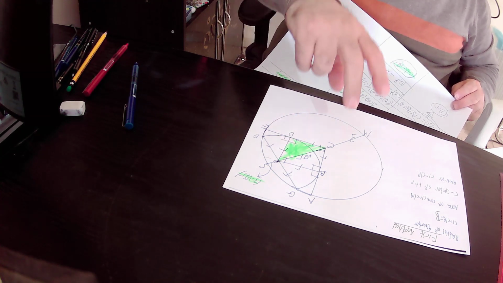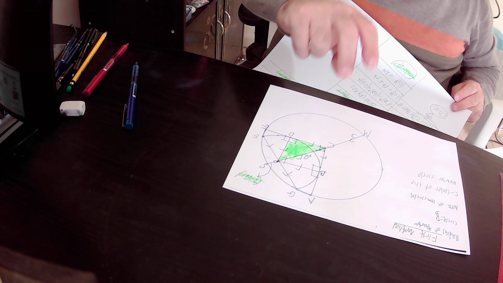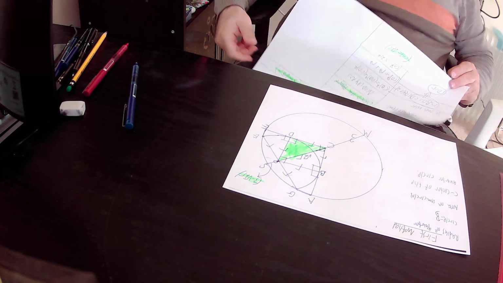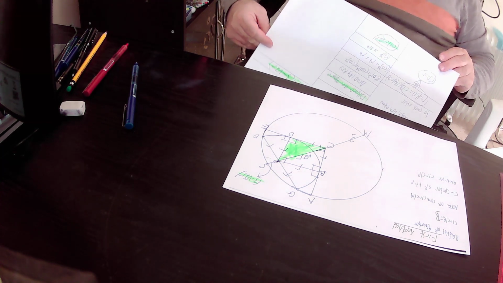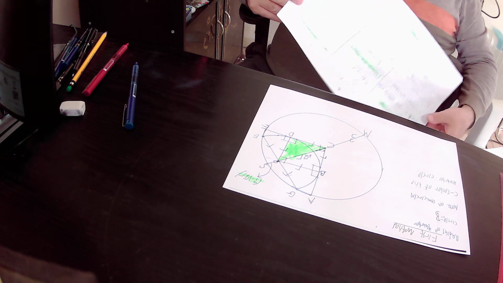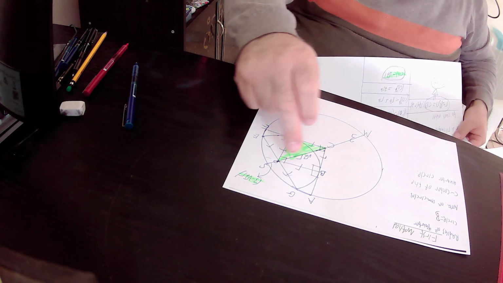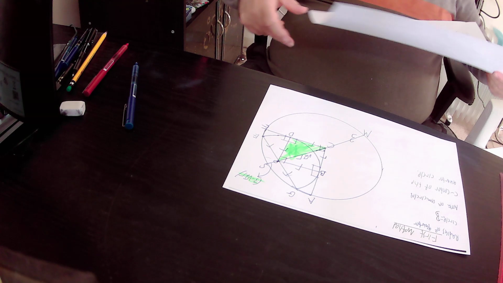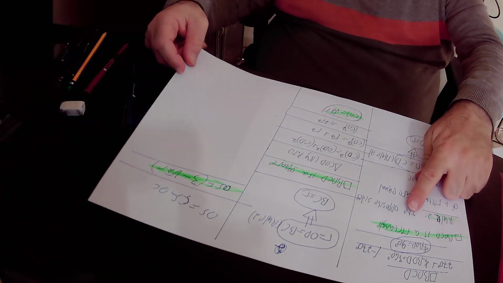So in quadrilateral BOCD, we have 4 right angles, and any quadrilateral that has 4 right angles must be at least a rectangle, if not a square. So we will relate to quadrilateral BOCD as a rectangle. Here, quadrilateral BOCD is a rectangle.